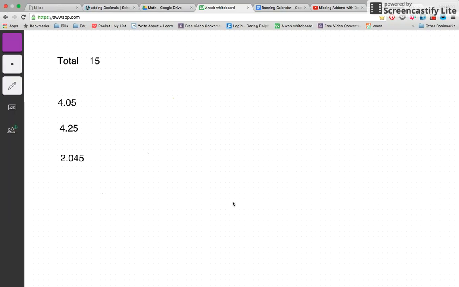Work with me to find the missing addend. I have three numbers, 4 and 5 hundredths, 4 and 25 hundredths, and 2 and 45 thousandths. These three plus the missing addend will give me a grand total of 15. So in order to find that missing addend, the first thing I'm going to do is add up all three of these numbers.